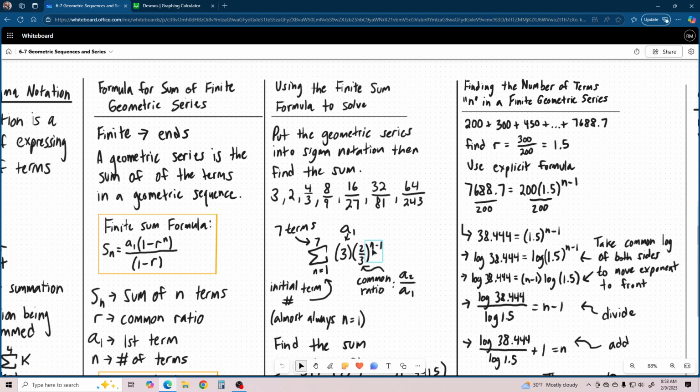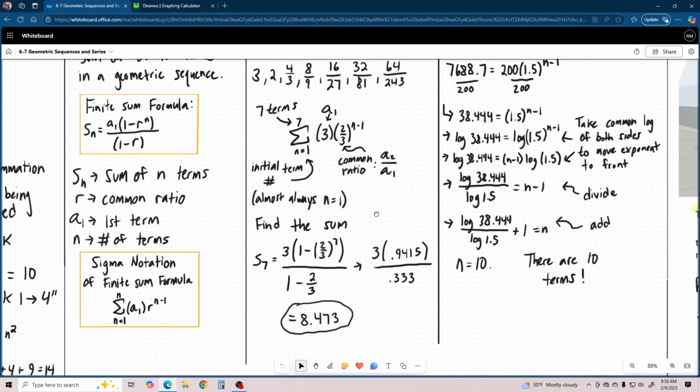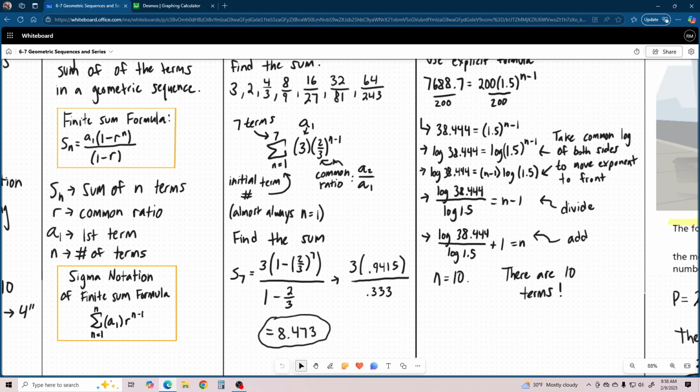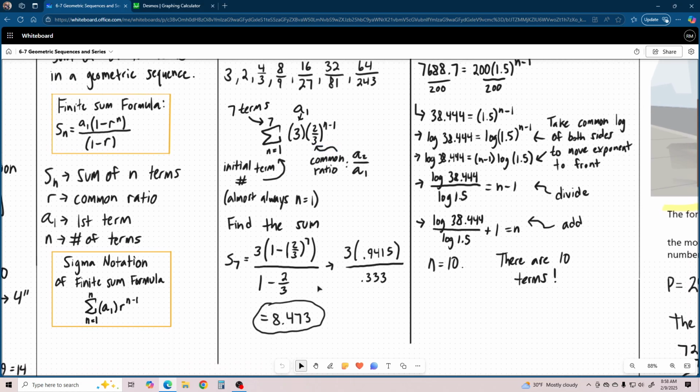But in this case, we know that n is going to be 7, right? All right, so we're going to find the sum. And all we're going to do is take the information we just got with this formula and plug it in. So we're finding the sum of 7 terms, that's our upper limit here. This is going to equal our initial value, which we already know is a 3, like if we go all the way up here, it's a 3, times 1 minus our common ratio to the nth power, which in this case we said was 7, over 1 minus our common ratio, which is 2/3.